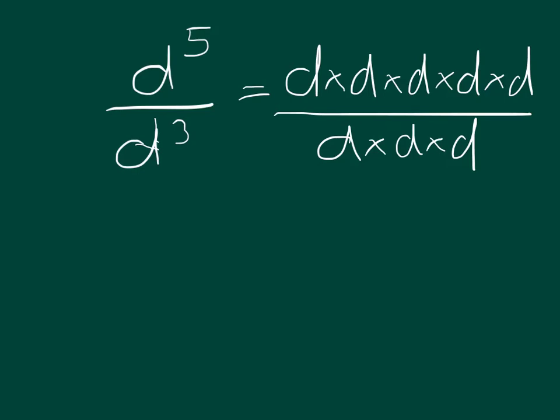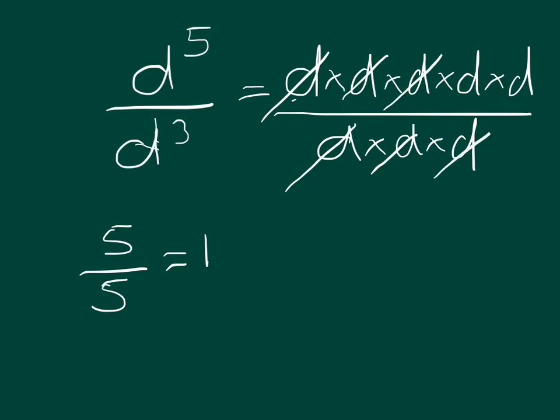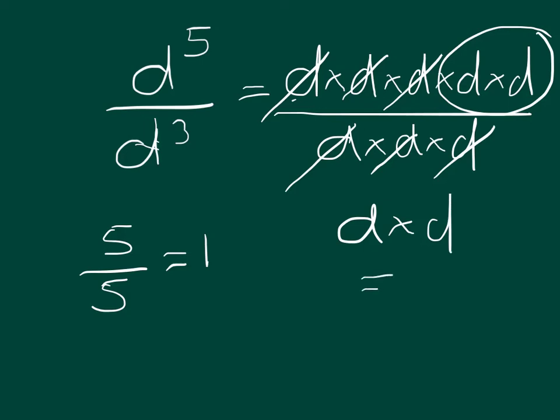And so now we can look at what cancels out. If we multiply and divide by the same number, it's a bit like saying 5 divided by 5, and it cancels itself down to 1. So I can cancel off all the d's on the bottom with the d's on the top. And that will leave me with d times d times d... sorry, d times d, which is d squared. So our answer is d squared.